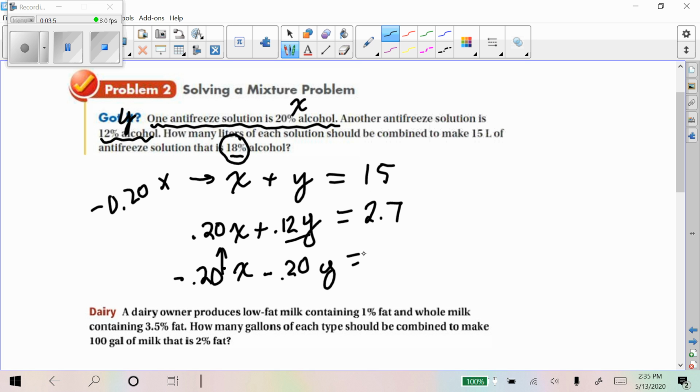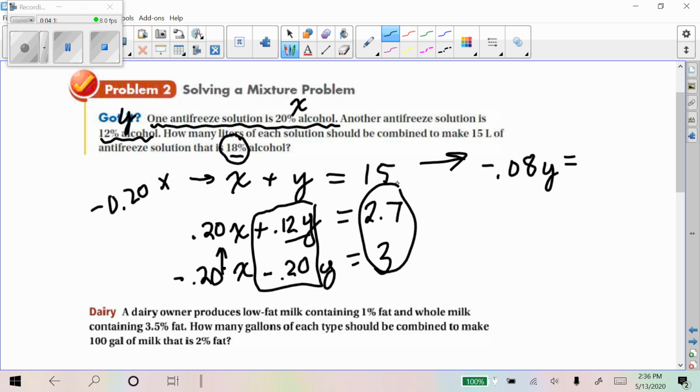Okay, so I have to multiply negative 0.20 times Y. And I also have to take 20% of 15, which is 3. Now I'm just going to add those together. When I add these two together, I get negative 0.08 Y. And when I add these together, oops, I think one of those should have been a negative, right? This should be a negative 3. Yeah, so I get negative 0.3. And now all I have to do is divide negative 0.3 by negative 0.08.